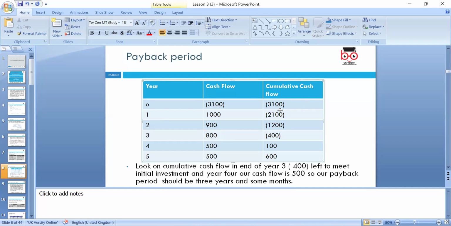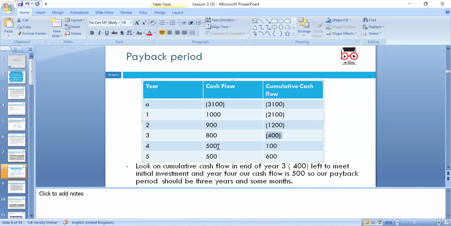So if we look at the cumulative column, cumulative means total. We invested 3,100, we cover 1,000, 2,100 is left. Then we get 900, 2,100 minus 900 is 1,200 left to cover. 1,200 is outstanding. 800 we are getting. 400 is outstanding at the end of year 3. But in year 4 we are getting 500, which is higher than 400.